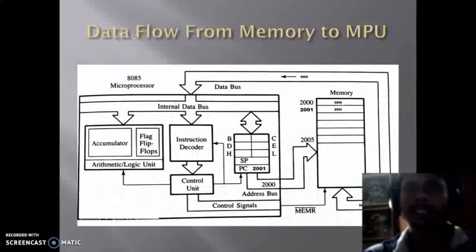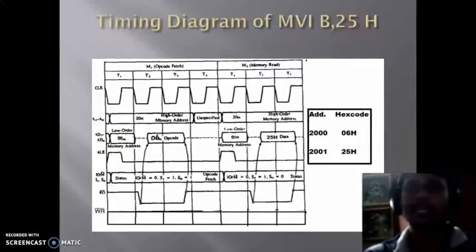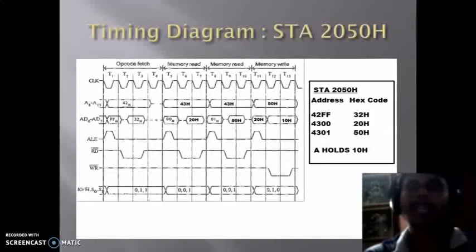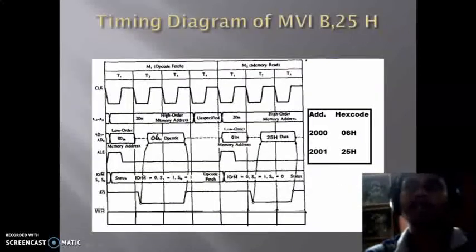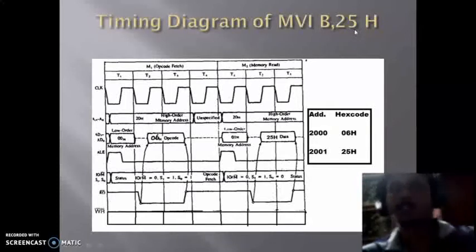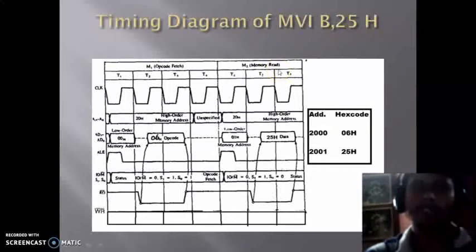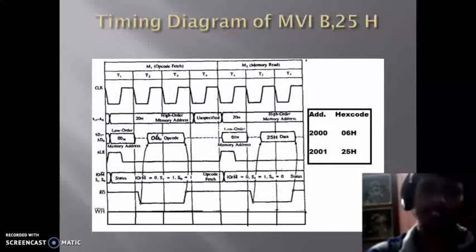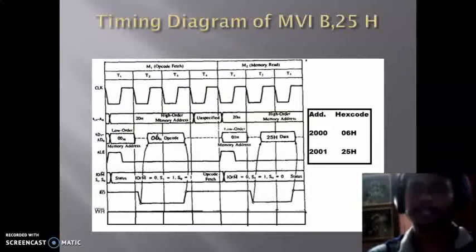Next, I'm going to discuss instructions, that is the timing diagram of MVI B, 25H. As we know, the different instructions of the 8085 microprocessor may be 2-byte instructions, 1-byte instructions, or 3-byte instructions, and to operate these instructions we need one or multiple machine cycles. In case of some instructions we need a single machine cycle, and in case of others we need multiple machine cycles.